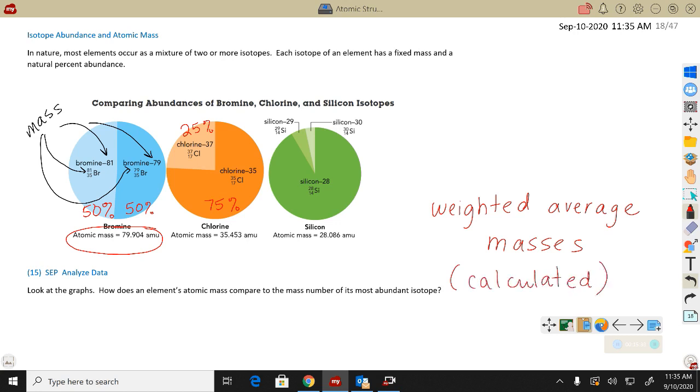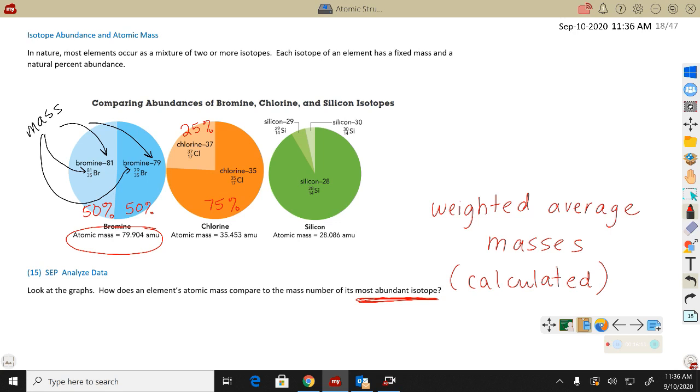It's calculated looking at the percent abundance and the individual masses. Oh, interesting. But now, look at the second one. The most abundant isotope, in this case, because there really wasn't a more abundant isotope with bromine, they were pretty close. But now I can clearly tell that chlorine 35 is more abundant than chlorine 37, which also eventually kind of means that it's more stable.